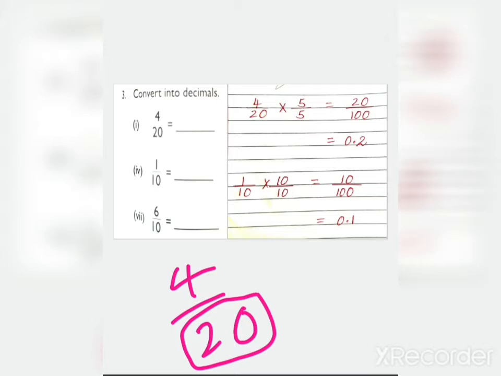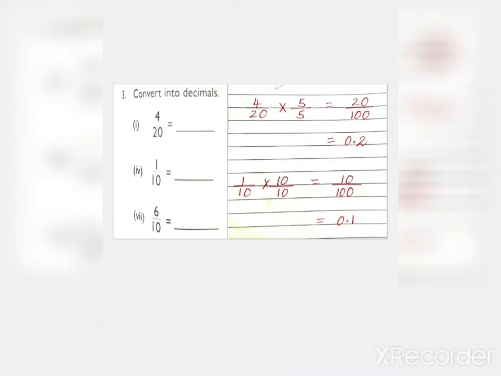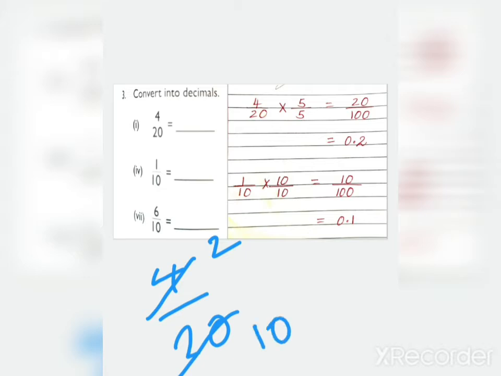How can you do that? It is 20, so there are two methods of doing this. First, you can simply cut it: 4 upon 20, you can cut 2 to the 4 and 2 to the 20, 2 by 10 it comes. So now it is in a power of 10. Now you can put the zeros. How many zeros are there? Only one zero is there, so 0.2 will be the answer.